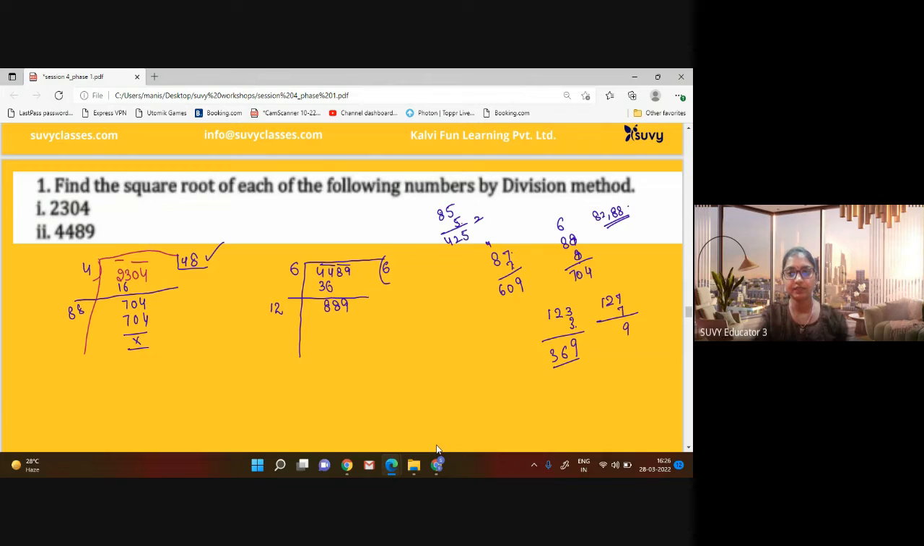7 7 the 49, 4 7 to the 14 plus 4, 18, 1 7 7 plus 8. So it means 1 2 7 into 7 will give us 8 8 9. So the answer to this question is 67 and answer to the last one is 48.